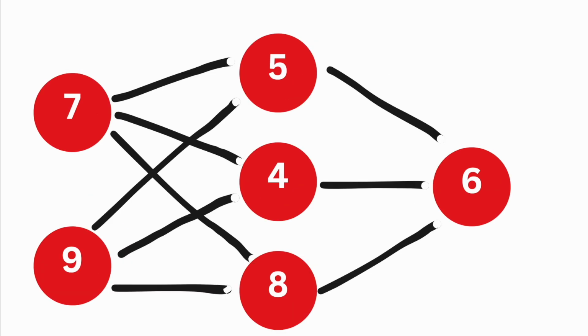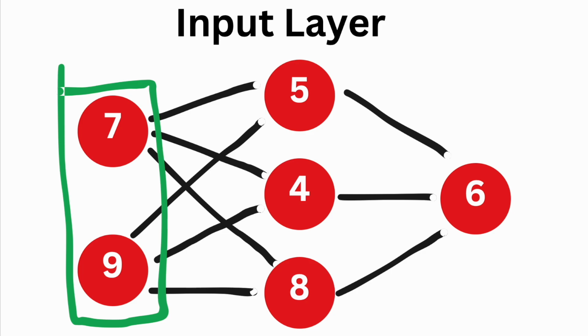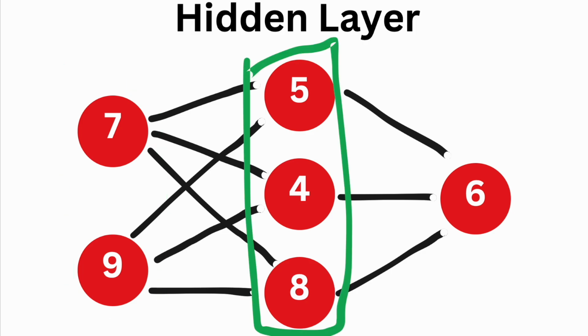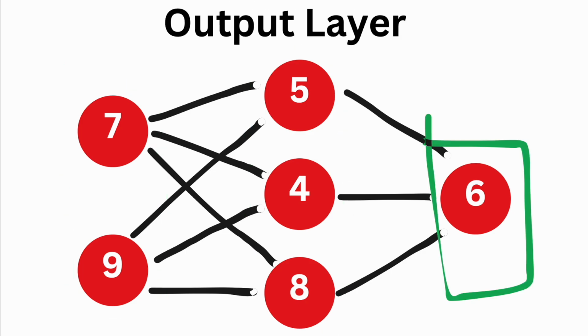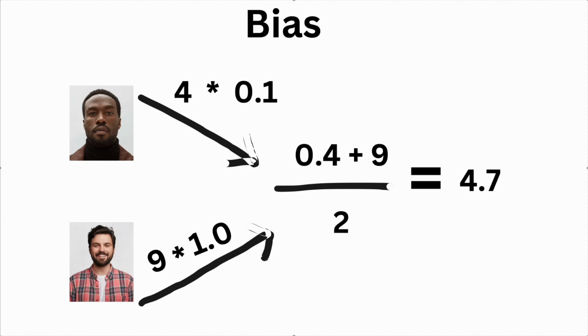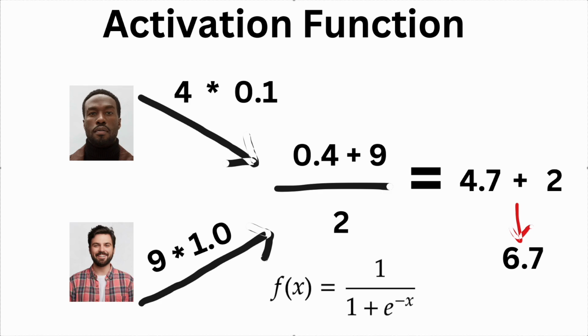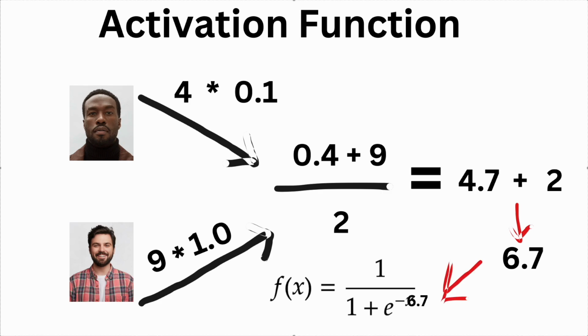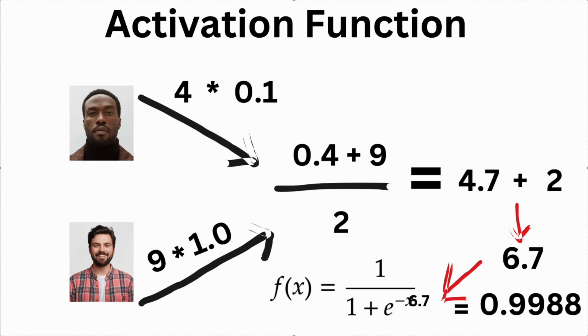Now, all of these neurons are also represented by layers. For example, these input neurons are in the input layer, these hidden neurons in the hidden layer, and finally, the output neurons in the output layer. A neural network also consists of a bias, which is added to this output which we get. And we also have an activation function where this value is inputted and we get a final output result.